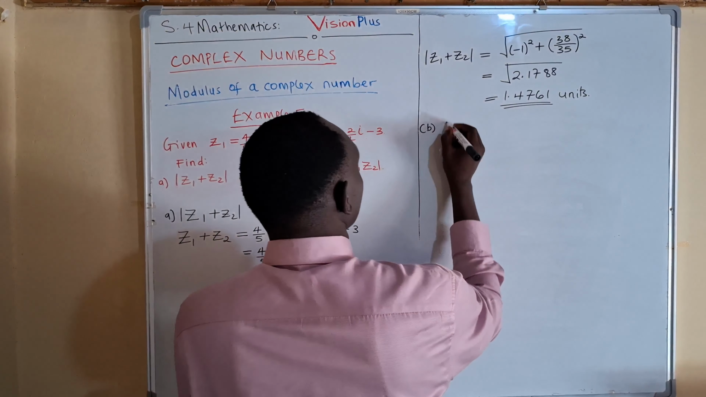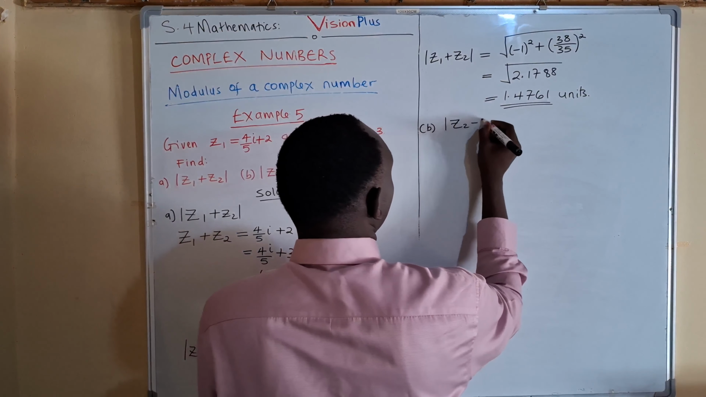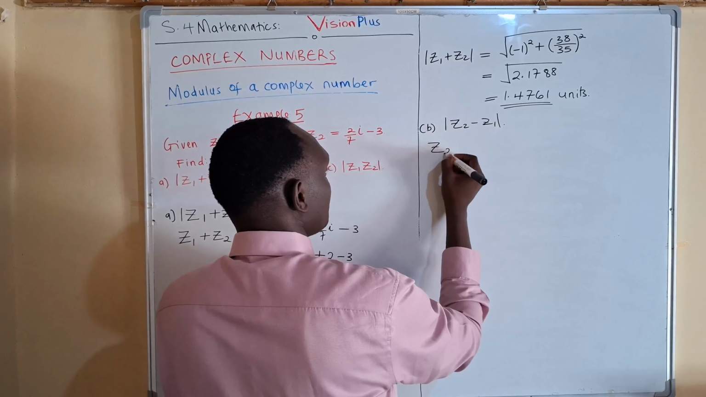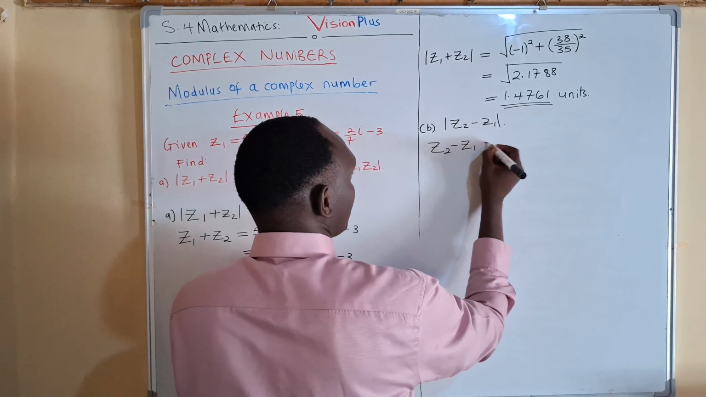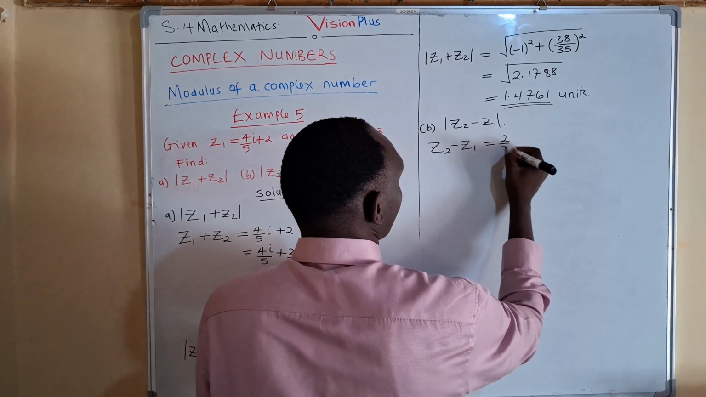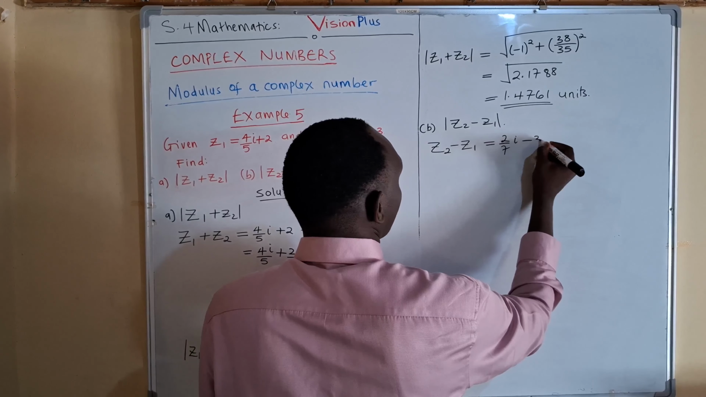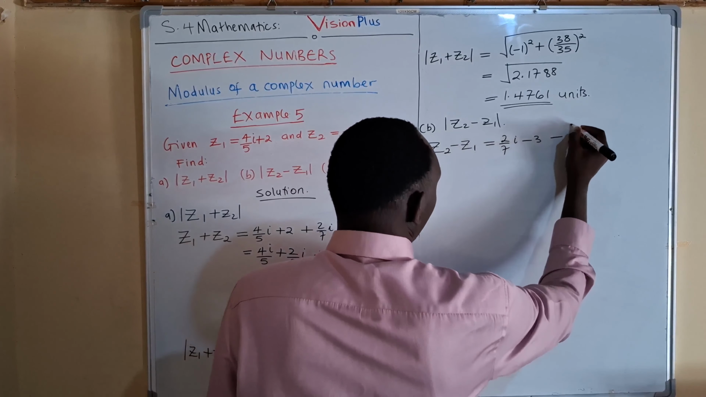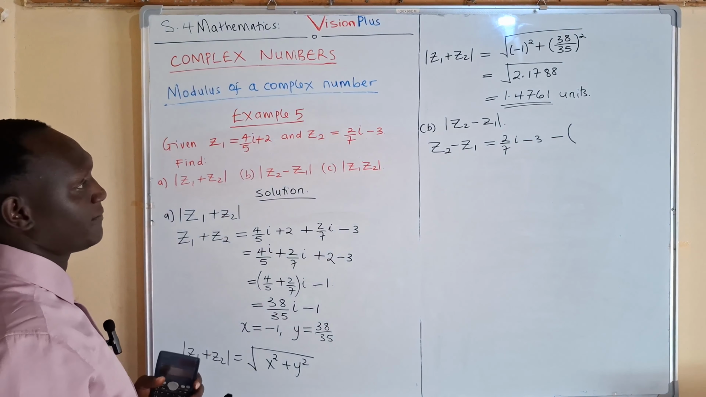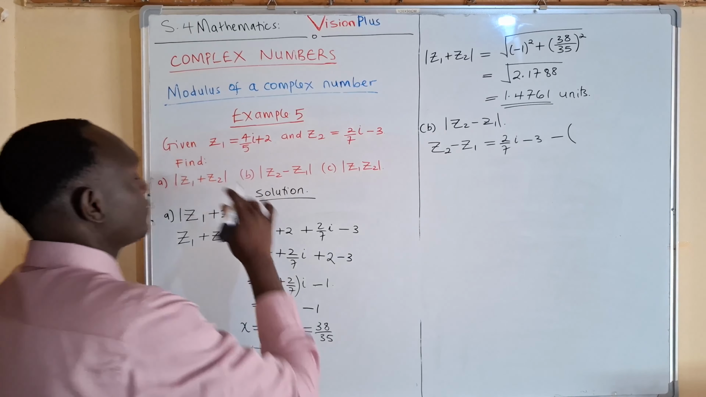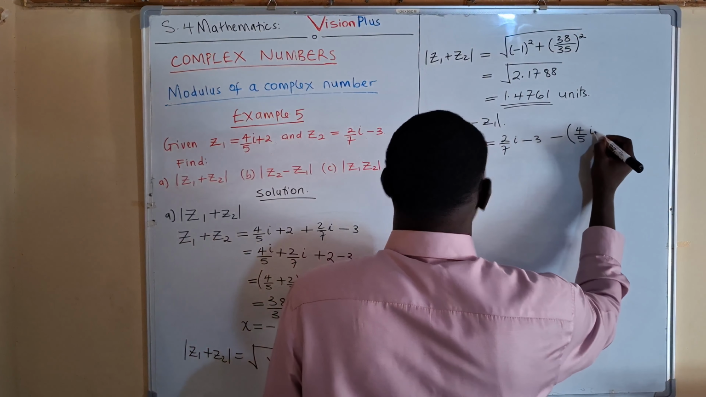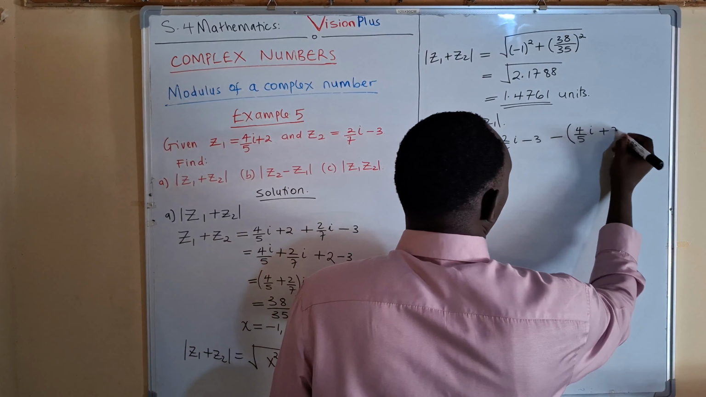Part B is the magnitude of Z2 minus Z1. So the first thing we need to do is, what is Z2 minus Z1? Let's first get that value. What is Z2? Z2 is 2 out of 7i minus 3. But we are subtracting Z1 since there are two terms, so we open the brackets. And Z1 is 4 out of 5i plus 2.